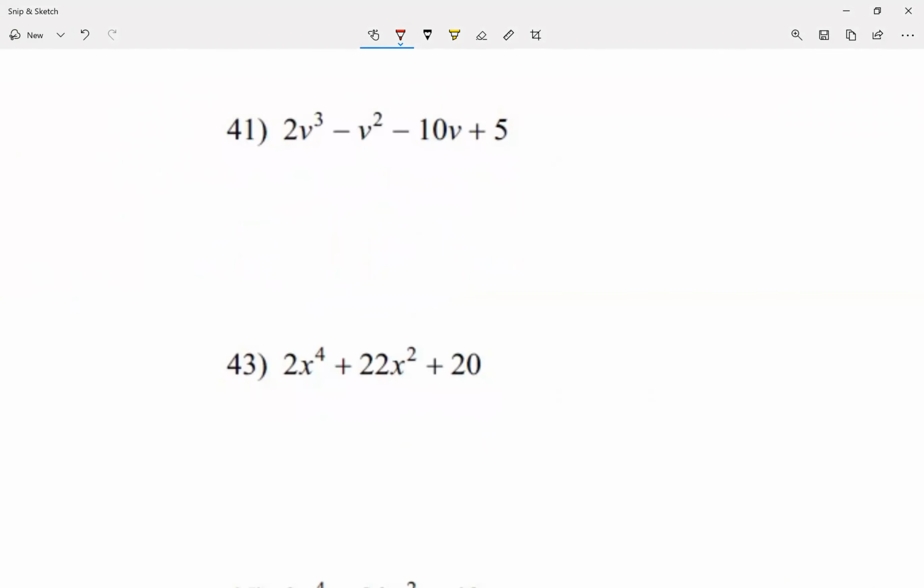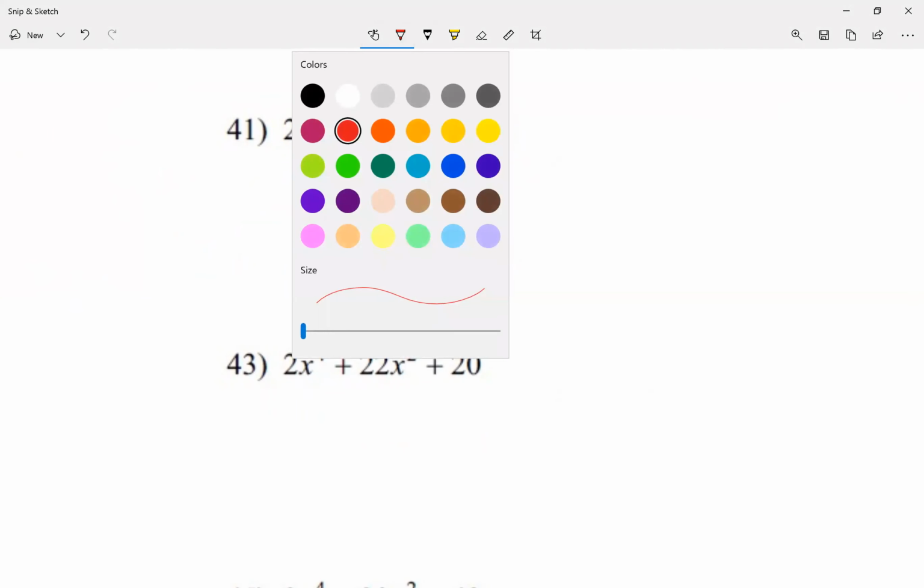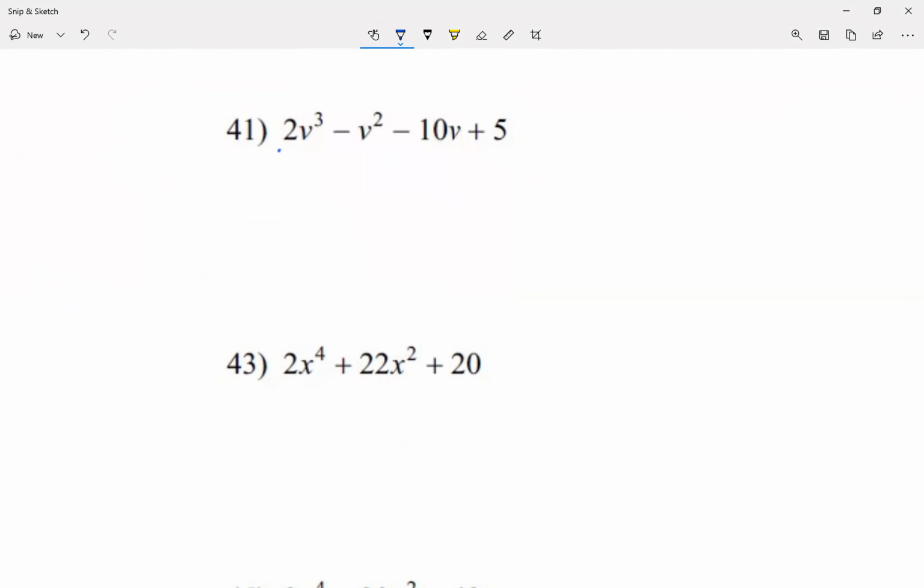Let's take a look at number 41. Let me take a look at the first two terms. Number-wise, nothing I can do. Letter-wise, I can factor a v squared out. So I'm going to get 2v minus 1. On the last two terms, let me divide each by a -5. I want the first term of my parentheses to be positive, so that's why I'm going to factor a -5 out.